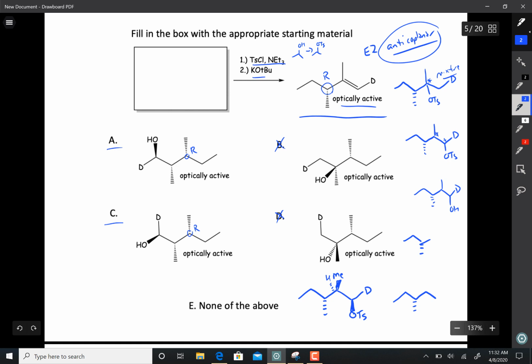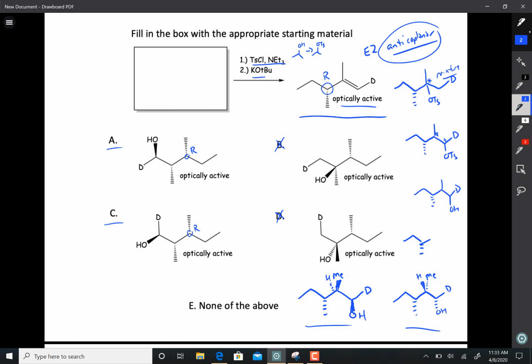The other possibility is the leaving group being a dash. In that case, the hydrogen is a wedge, meaning the methyl group then is a dash. That's the other possibility. And so either one of these structures, upon elimination with tert-butoxide, can give the alkene. And so therefore the alcohol would have the same stereochemistry because tosyl chloride doesn't change the stereochemistry. So we're looking for one of these two molecules.